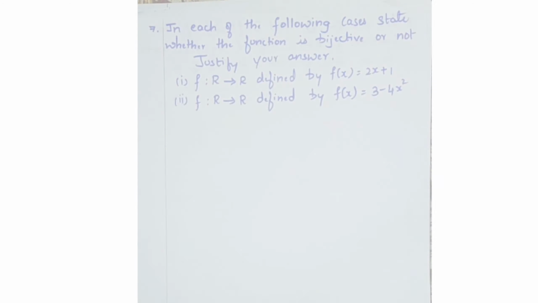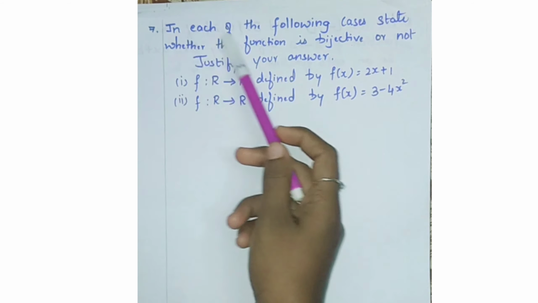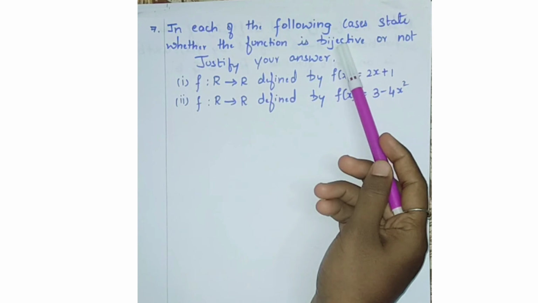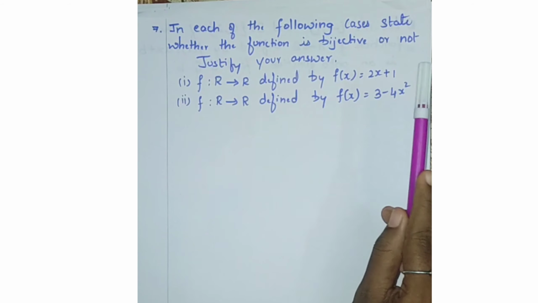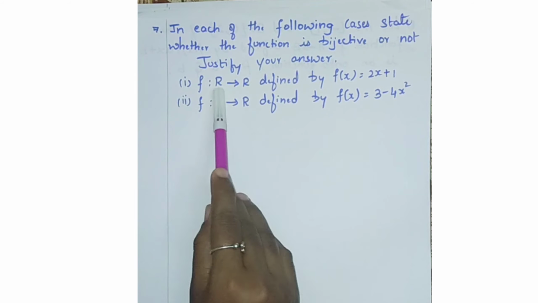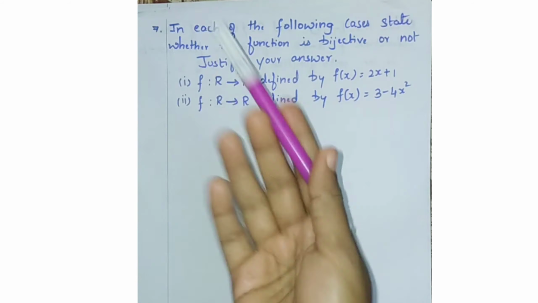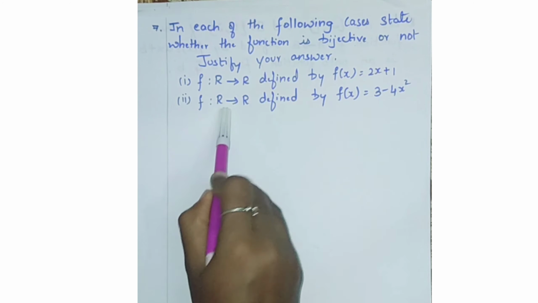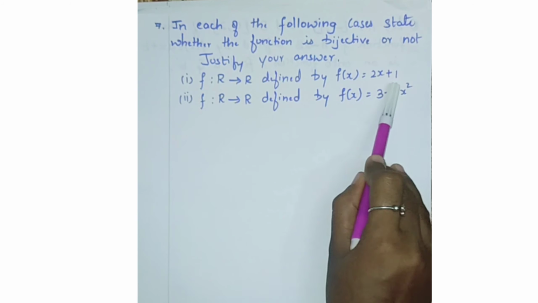Fine. Okay, so now we'll see the seventh sum. In each of the following cases, state whether the function is bijective or not. You have to state whether these are bijective or not. Justify your answer. So function R to R, in the sense it is real number. It may be whole numbers or integers, minus, plus, all the terms it may be. So that is real number. So they have defined some f of x value, that is 2x plus 1.